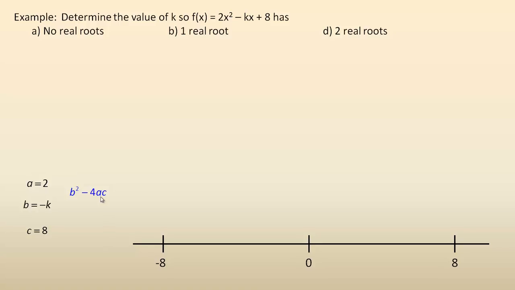So b squared minus 4ac. Let's fill in 2 in place of a. Now k is negative k, the b value. So there's a negative k squared here.